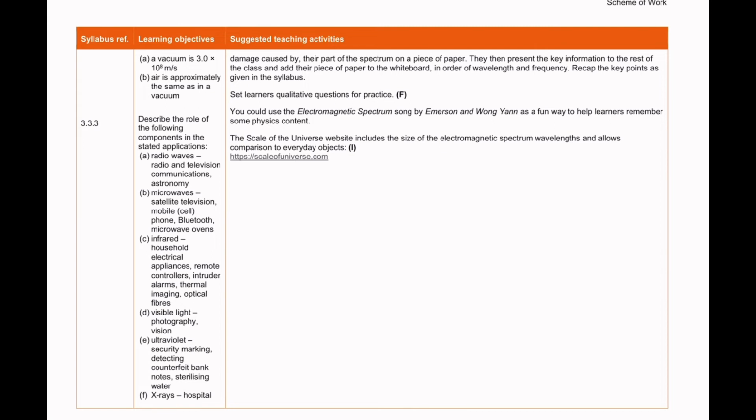Describe the role of the following components in the stated applications. A. Radio waves: radio and television communications, astronomy. B. Microwaves: satellite television, mobile cell phones, Bluetooth, microwave ovens. C. Infrared: household electrical appliances, remote controllers, intruder alarms, thermal imaging, optical fibers. D. Visible light: photography, vision.